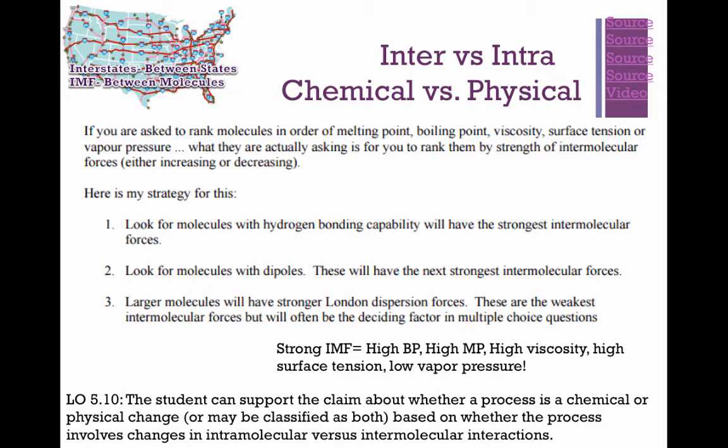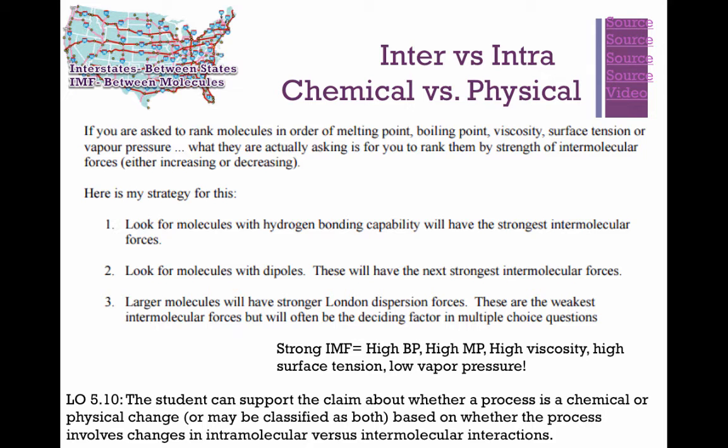If you are asked to look at a physical property and they give you Lewis structures, you're looking at intermolecular forces. First, look for molecules that could hydrogen bond. So that's going to be the strongest. Then look for dipole-dipole. That's going to be the next strongest. And then look for dispersion.